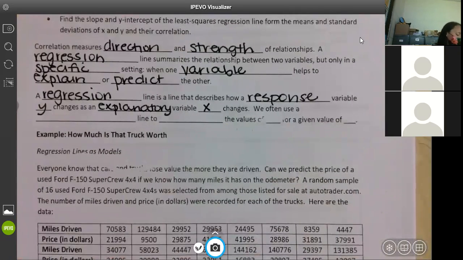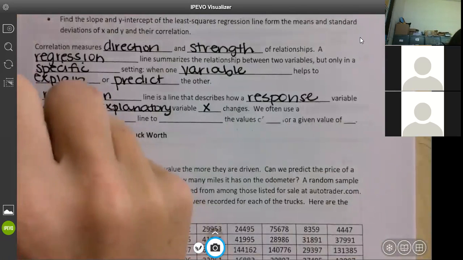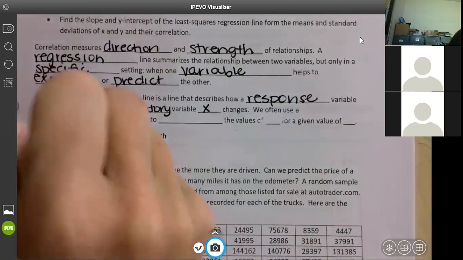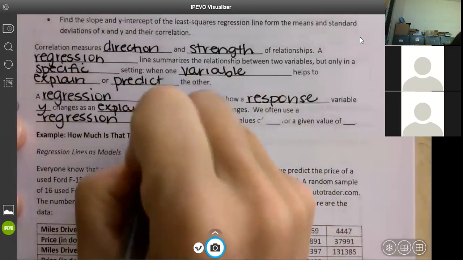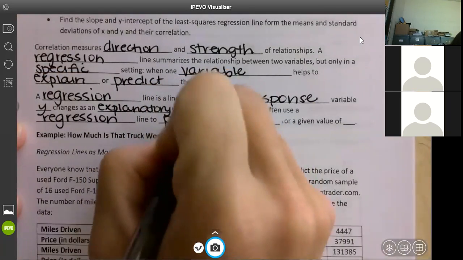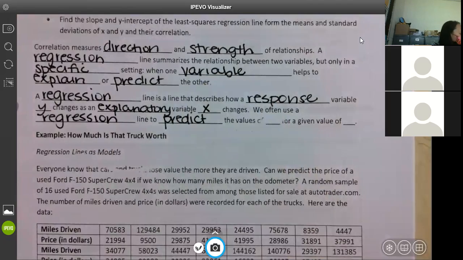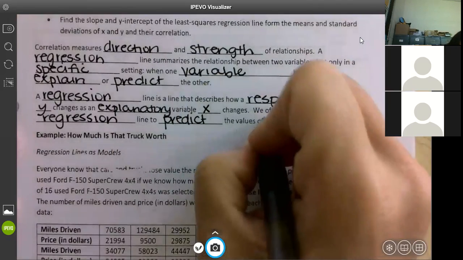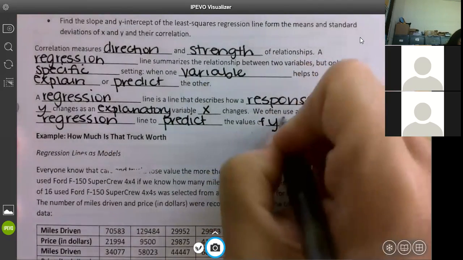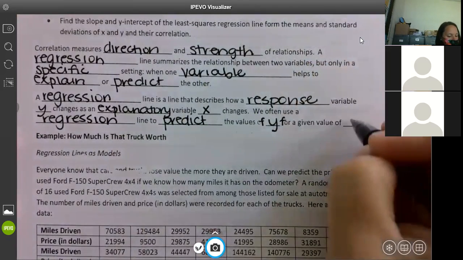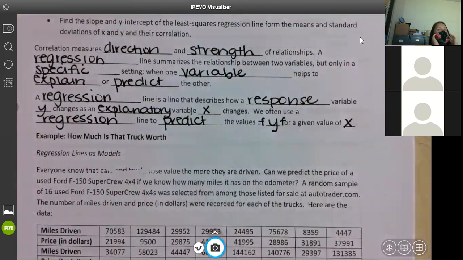We often use a regression line to predict the values, that should say, of y for a given value of x. All right, so regression line is just another name for line of best fit. We've done line of best fit for many, many years, okay? So it's the same thing, nothing any different.